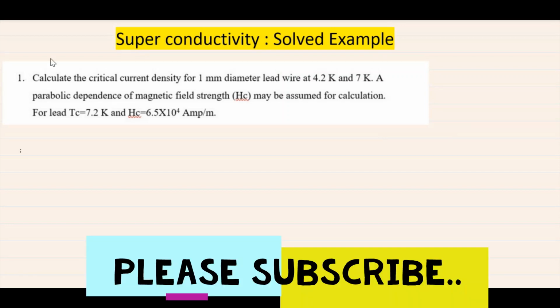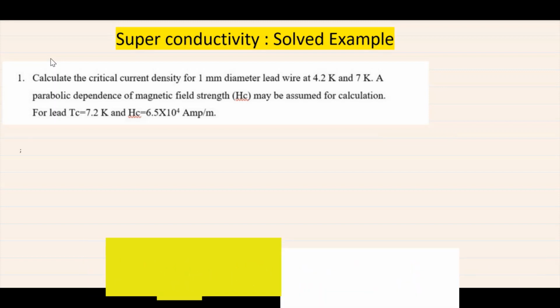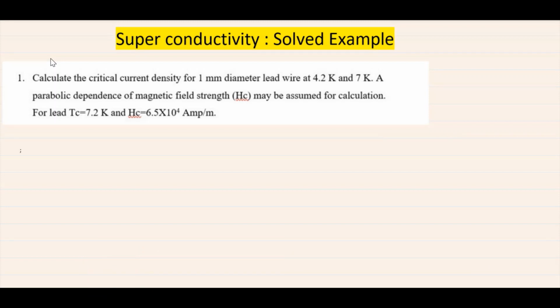Friends, in this video we are going to solve some problems related to superconductivity. So first read the question. Calculate the critical current density for a 1 mm diameter lead wire at 4.2 Kelvin and 7 Kelvin. A parabolic dependence of magnetic field strength Hc may be assumed for calculation.